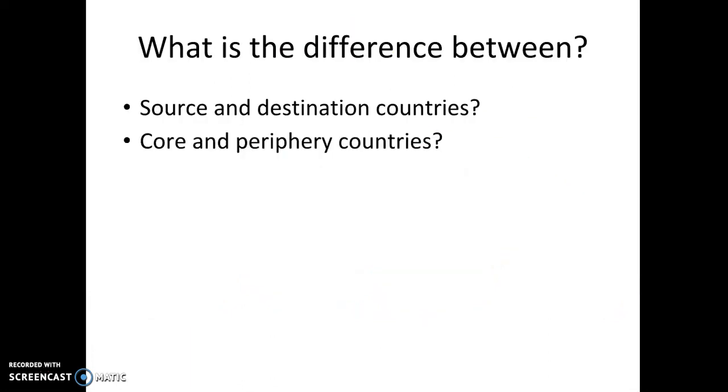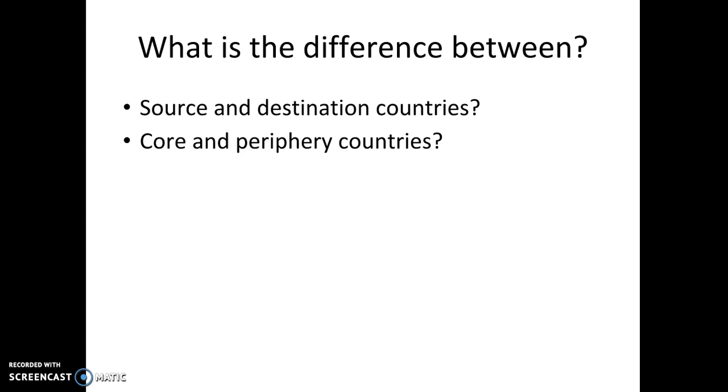Next, let's talk about the difference between a source and destination country and a core and periphery country. Source countries are the source of migration. That's the country that people are leaving from. Source countries tend to be stage 2 countries, sometimes stage 3 countries. Destination countries are the countries that they're traveling to. They tend to be stage 3 or stage 4 countries.